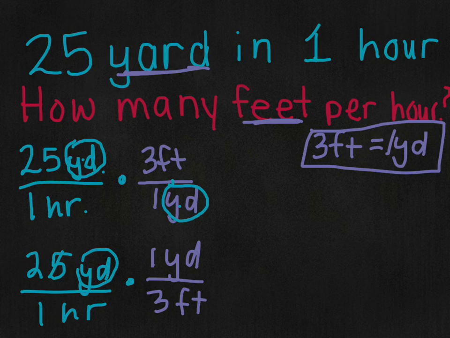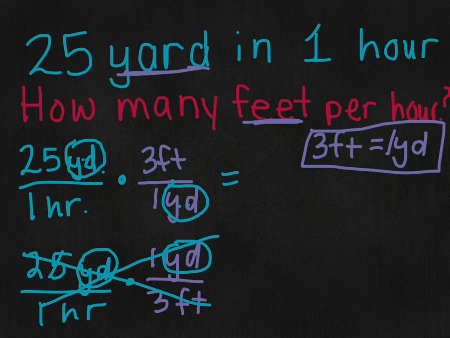Here, the yards are in the same place in the ratio. They're both numerators, and that's not going to help us. We'll have yards times yards, and they won't cancel each other out. So we do not want to use this setup. We want to use the setup that has a yard in the numerator and a yard in the denominator. So this is the setup we're looking for.